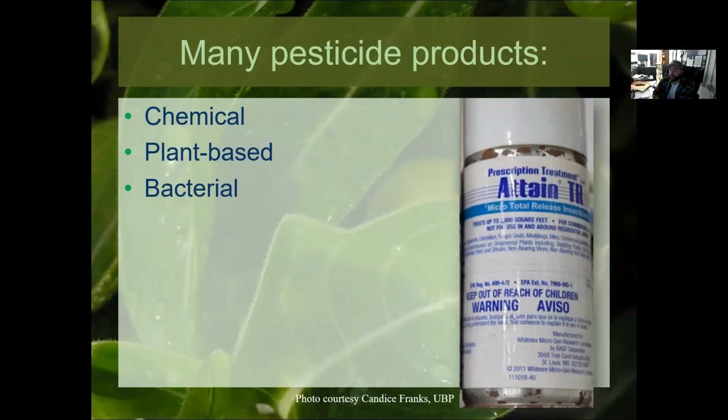Looking at the picture over here, this is just a type of pesticide. So that'd be Attain TR, micro total release insecticide. So whenever this releases, it's going to take out whatever insect it's supposed to. So like I said, you want to make sure you read the label on this or whatever pesticide you're using to ensure that it's killing the proper insect and not harming your plant.